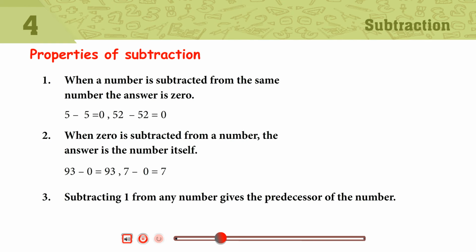Subtracting 1 from any number gives the predecessor of the number. 18 minus 1 is equal to 17. 80 minus 1 is equal to 79.